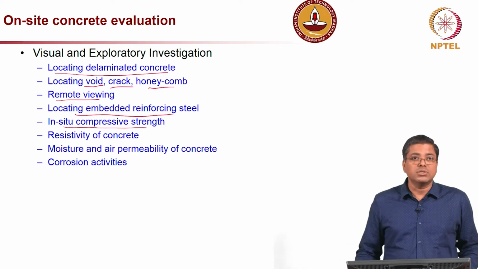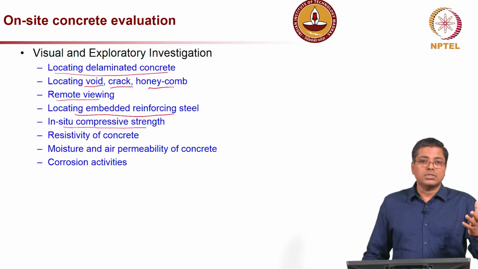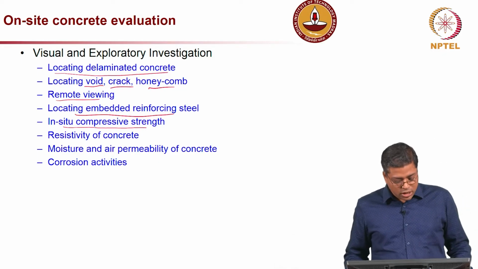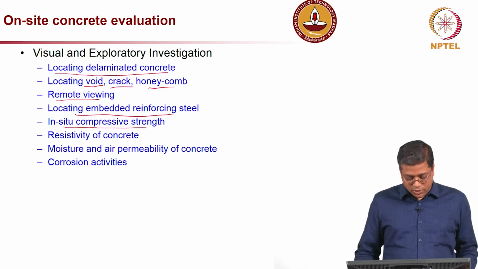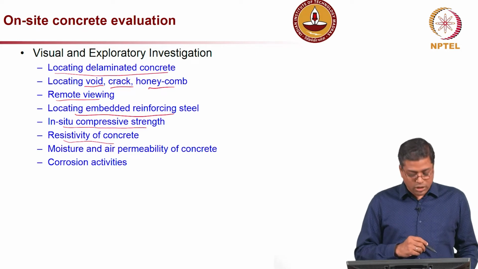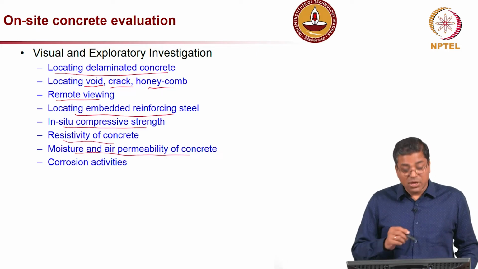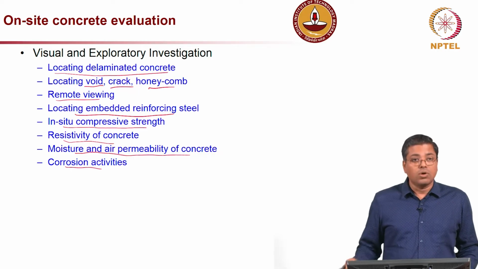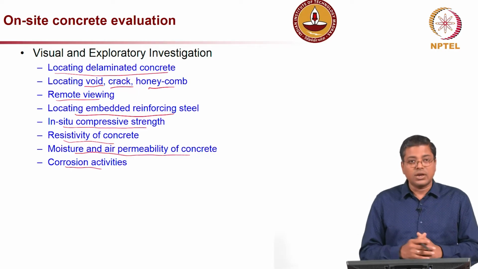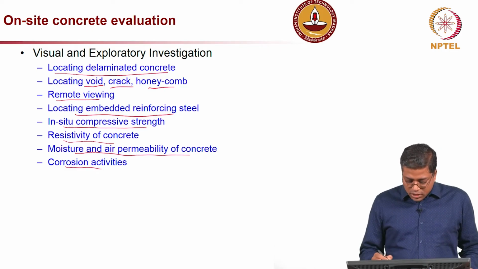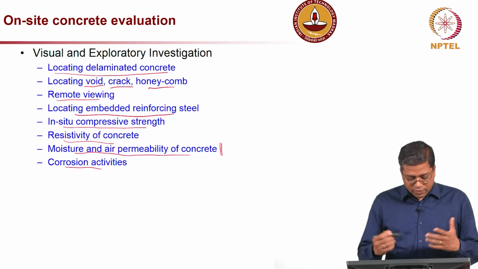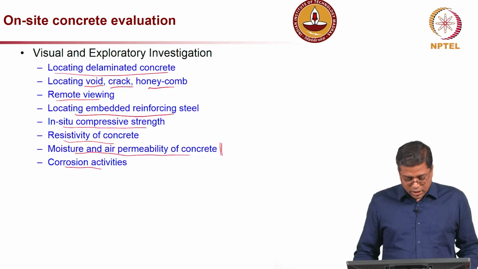In situ compressive strength, not the test results which you get from testing cubes, but what is actually the strength of the concrete used in the structure. Then resistivity of the concrete, moisture and air permeability of the concrete, and corrosion activity. So, these are all different types of tests which we can do at site. I will cover moisture and air permeability in the next lecture.